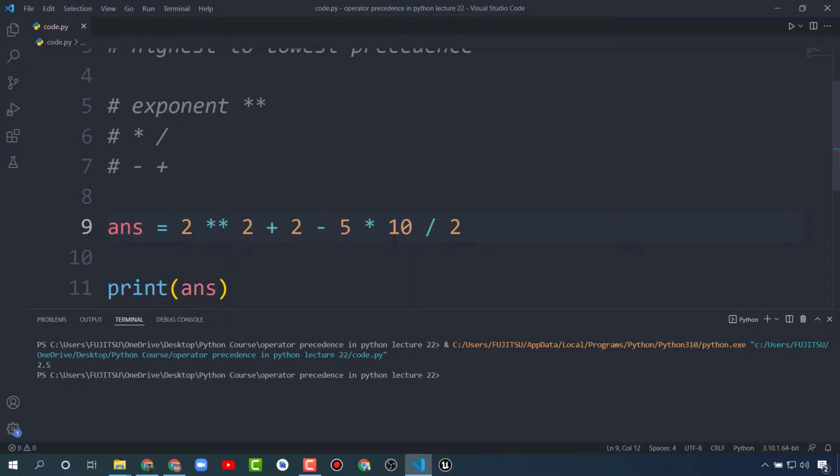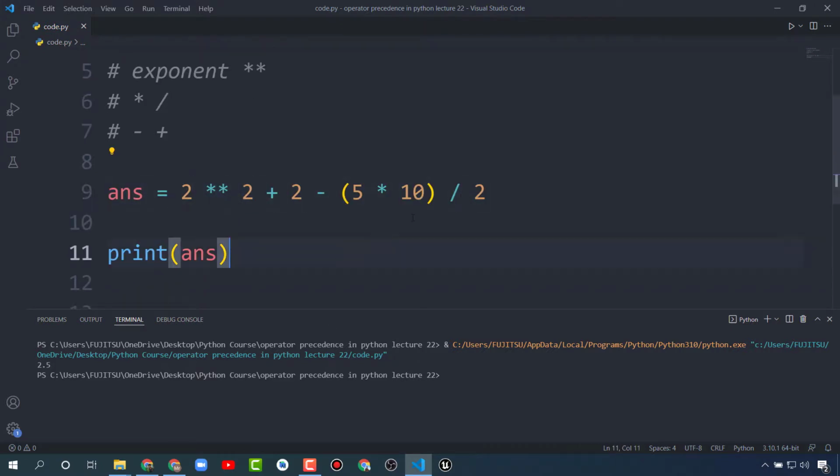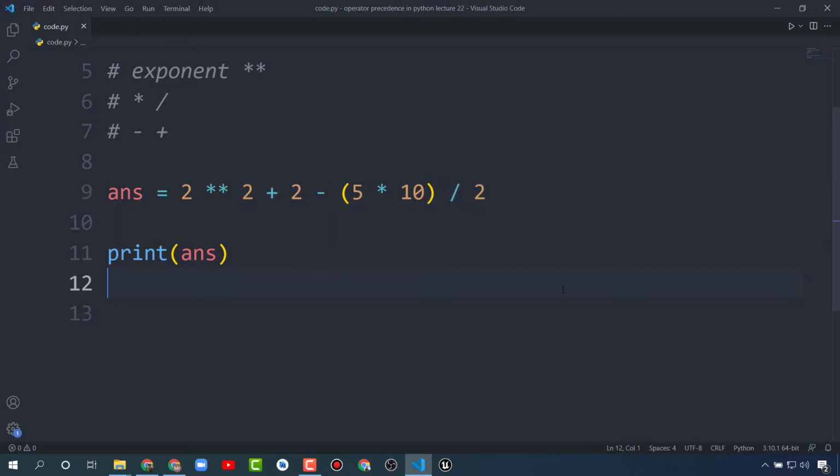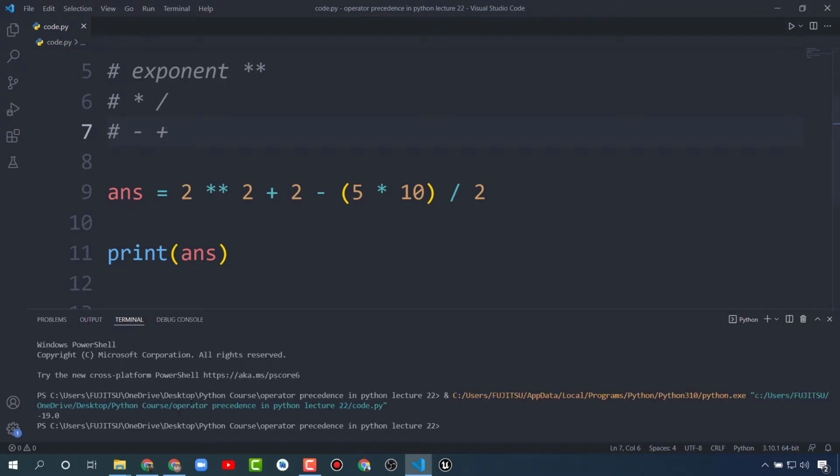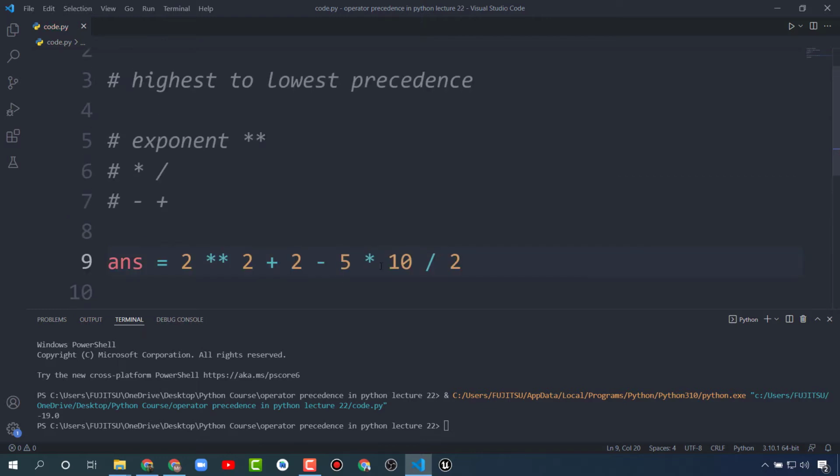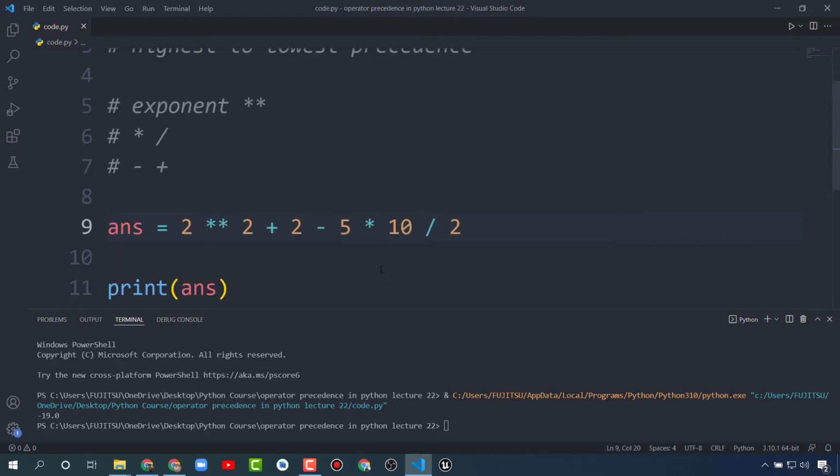So if I use braces here, then first of all multiplication will be solved, and then the exponent, and then the division, and in the last subtraction and addition will be solved. So here the answer will change. Its answer is minus 19. So these are the operator precedence. With the help of braces, we can control these precedences and execute the equation that we want.